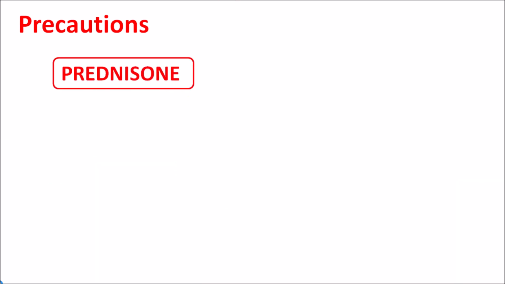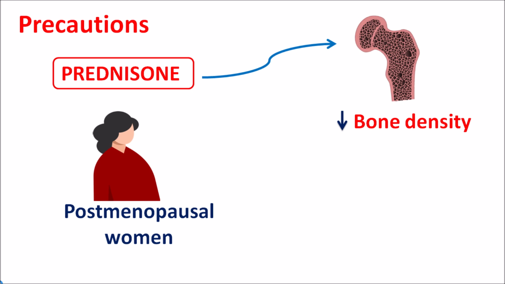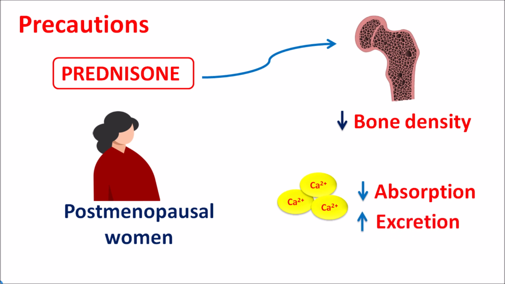Another important effect of this drug is on the bone. It can reduce the bone mineral density, which is more pronounced in postmenopausal women. This is particularly observed because of improper utilization of calcium. With the use of prednisone, it can reduce calcium absorption as well as increase calcium excretion. So calcium levels within the bones are reduced, resulting in decreased bone mineral density as well as development of osteoporosis. So in women, this drug should be carefully given.